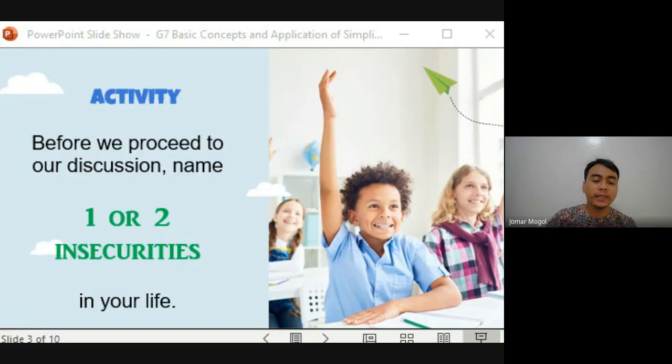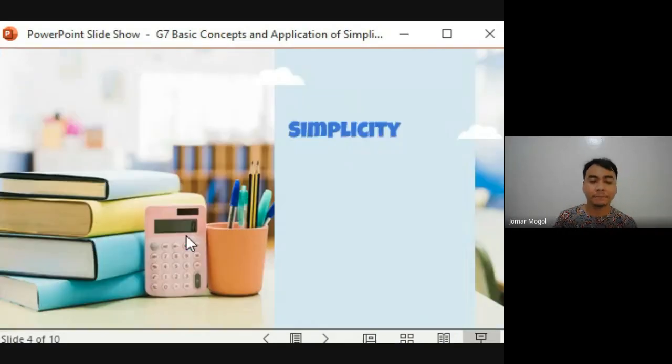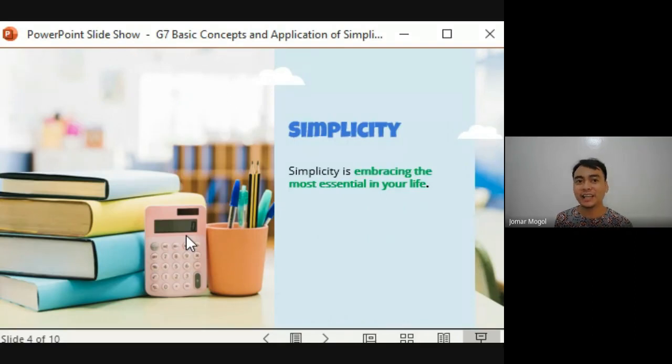What do you mean by simplicity anyway? Yeah. Let's define first what is simplicity. There are three definitions for simplicity. First is, simplicity is embracing the most essential in your life. So it means kung ang mga essential ay pagkain at ang lugaw ay pagkain, ibig sabihin, essential ang lugaw. Well, naisangat lang naman ni sir sa issue sa ngayon. Okay, well, anyway, simplicity means embracing the most essential in your life o yung pinakamahalaga sa buhay mo.